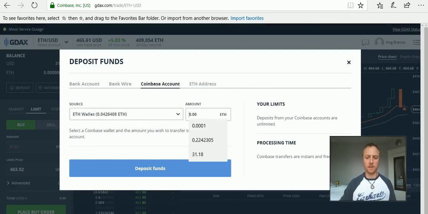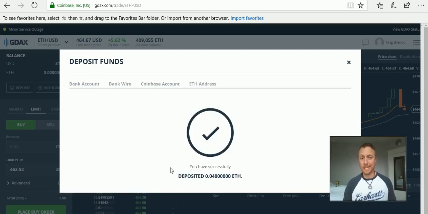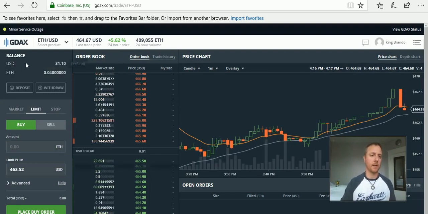How much do I want to put in here? Let's do 0.04. Deposit. Might take a little bit longer. Nope, just as quick. I've never had an issue with it taking any longer than that generally. Alright, so we got $31 to play around with here and 0.04 Ethereum to play with.